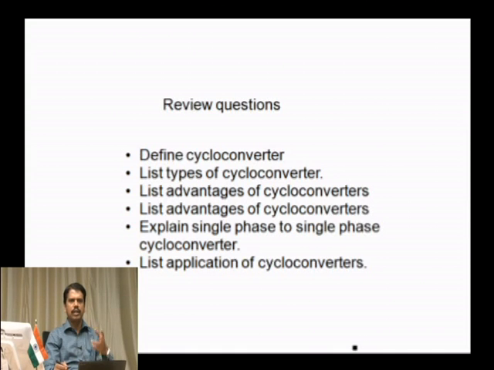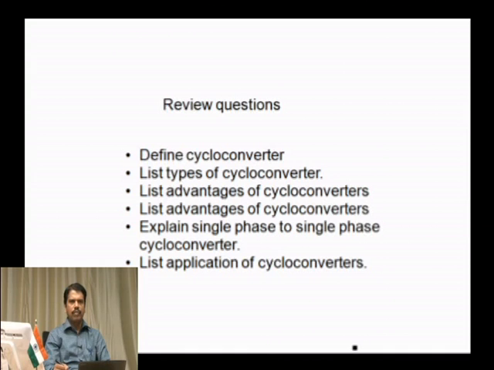Just now we have seen a mid-point type cycloconverter. We used a center tap transformer and 4 thyristors, where the output frequency is higher. Fo is equal to 6 times the source frequency Fs.